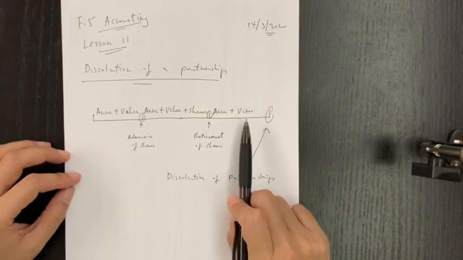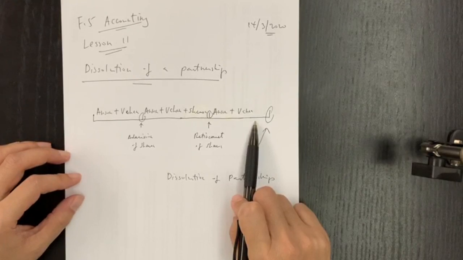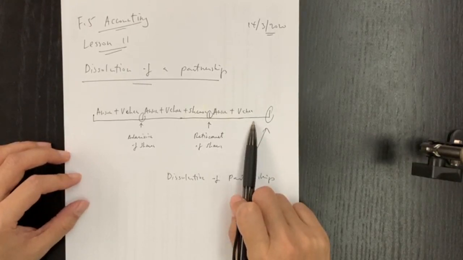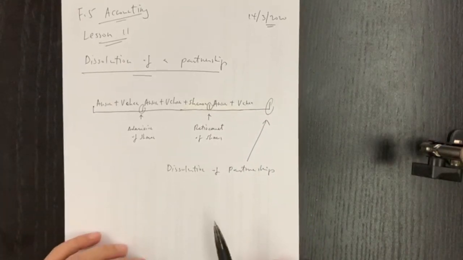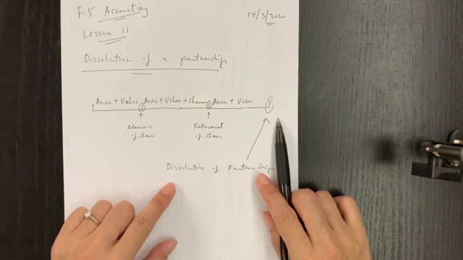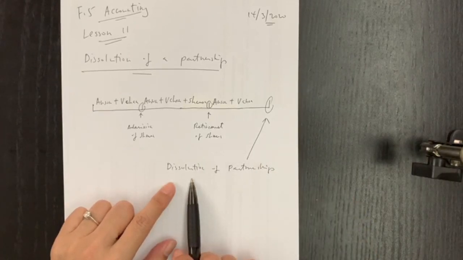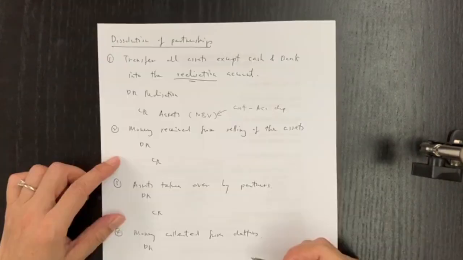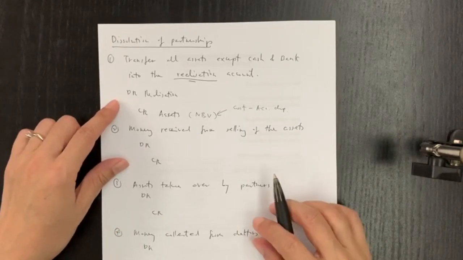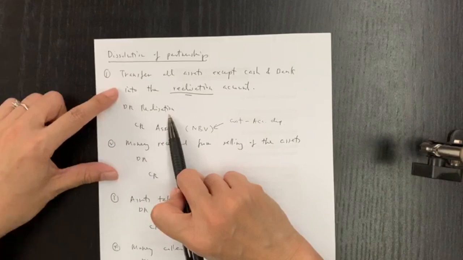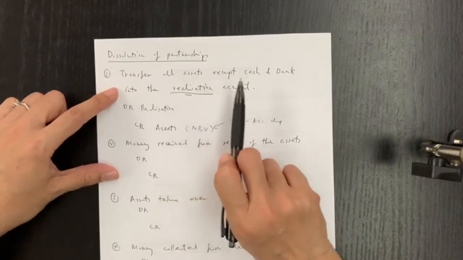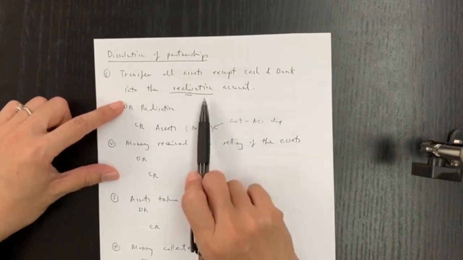So after we have run the business for several years, both of us want to take a break, so we decide to dissolve the partnership. So therefore, today's lesson is about dissolution of partnership. Okay, so here we have the steps for dissolution of partnership. All right, so step number 1, we transfer all assets, but not cash at bank, into the realization account.